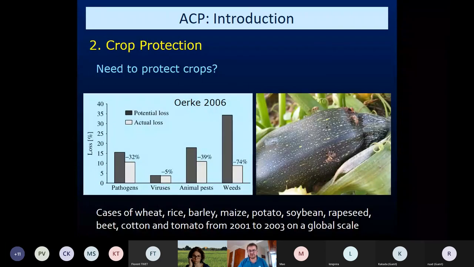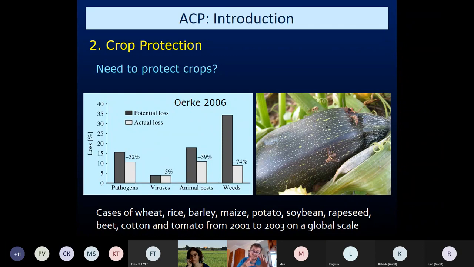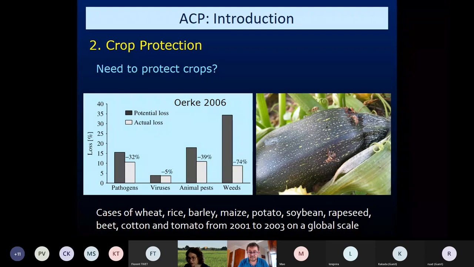Okay, now to crop protection. You saw it was a very quick introduction of agroecology, but Mathilde, maybe I can stop here and answer questions if there are any questions on agroecology, or I can continue as you want. Sorry. Yes, I think we have a question. Ruth.